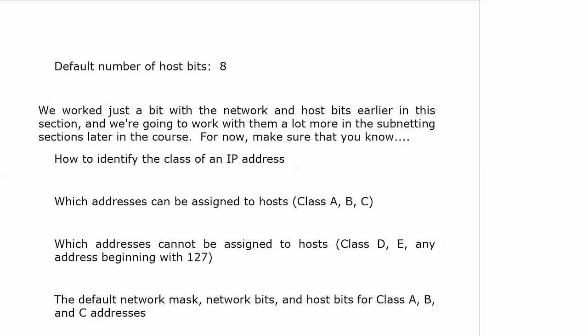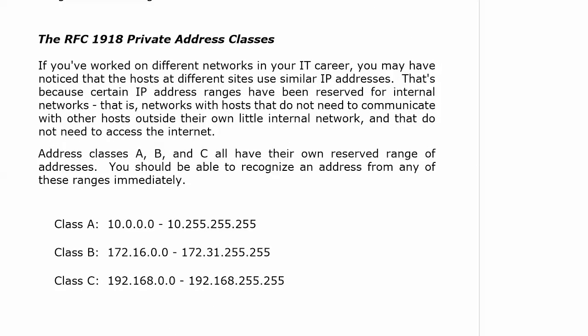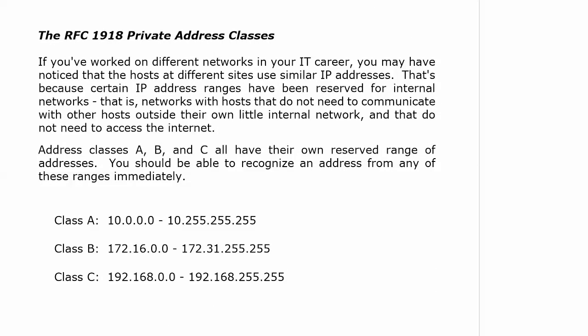And again, I know I'm hitting you over the head with it, but know the class, which addresses can be assigned to hosts, which ones can't be, and the mask and bit information we just went over. And when we hit subnetting, I'll be reminding you of those values. Here's that RFC number I think you should know by heart, 1918, really easy to remember. And this defines what we call private address classes.